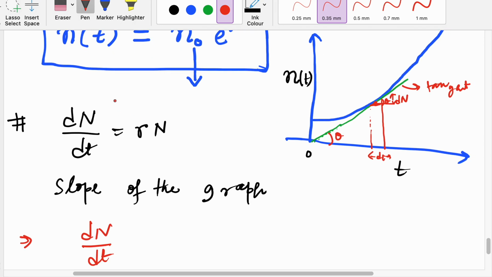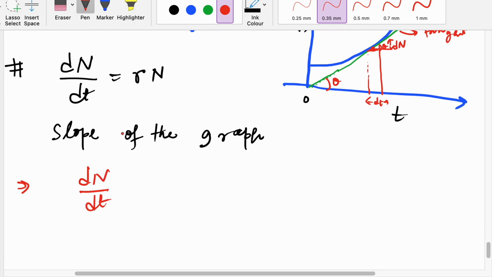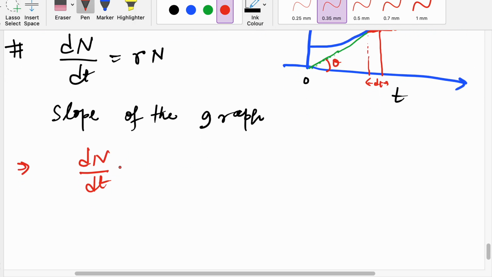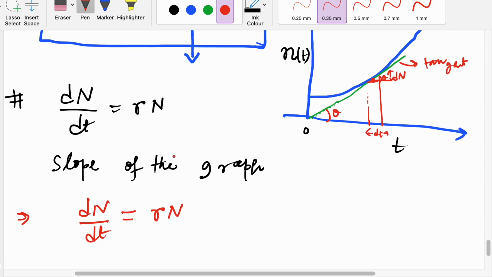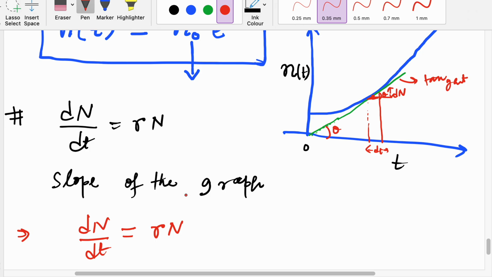Now dN/dt equals rN. You can see that as N is increasing, dN/dt, meaning the rate of change of increase in the population, is the slope. And from the mathematical equation, you can see that the slope, the rate, is changing proportionally to N. You can see this from the graph also.